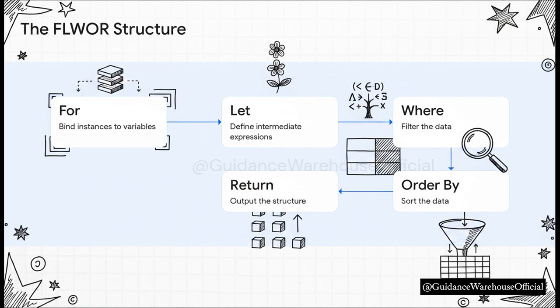First, the for clause binds your data instances to variables, which is a lot like the from clause in SQL. Let allows you to define intermediate result expressions. Where filters your data. Order by sorts it. And finally, return outputs the exact structure you want. It acts much like SQL select, but it's positioned logically at the very end of your query.